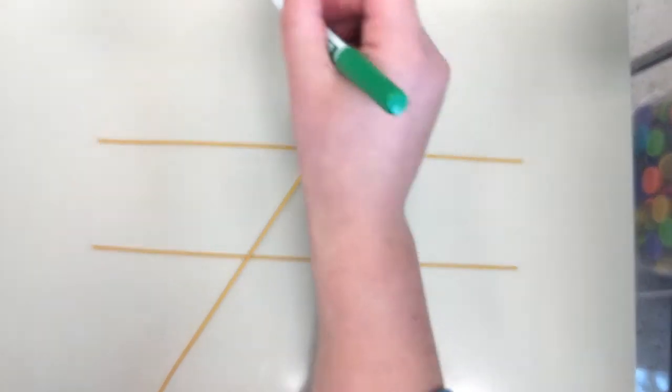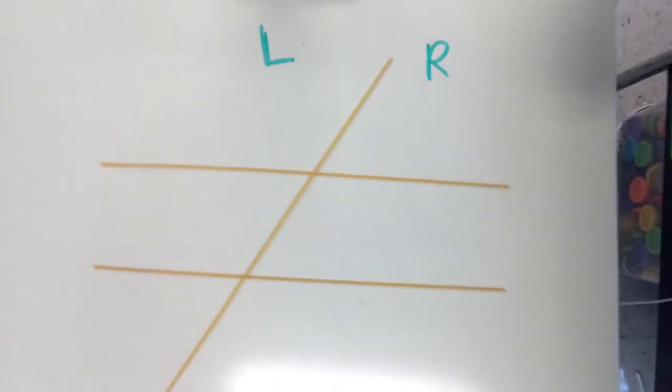Here is the left side of the line. Here is the right side of the line. So now I have a left and a right side.